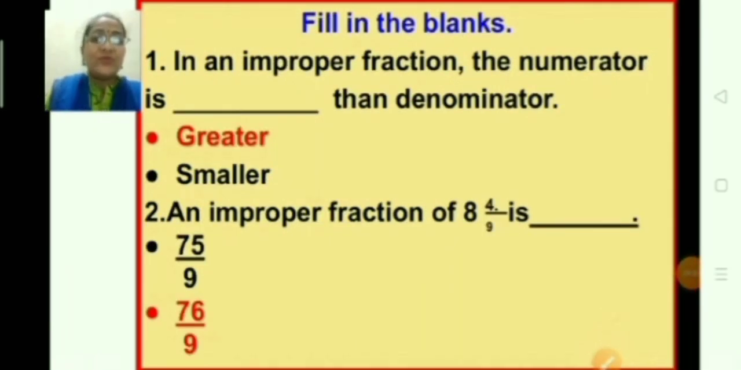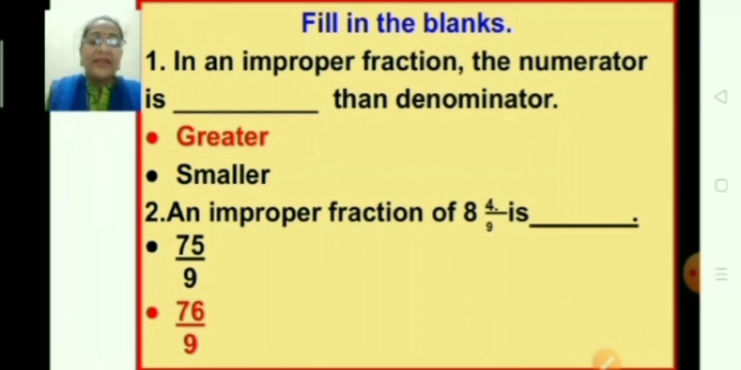Next question is, fill in the blanks. In this first one, in an improper fraction, the numerator is dash than the denominator. Here the two options given to you are greater and smaller. Just recall the definition of improper fraction. And the definition is what? For an improper fraction, the numerator is greater than the denominator. So here you are going to select the first option, that is greater.